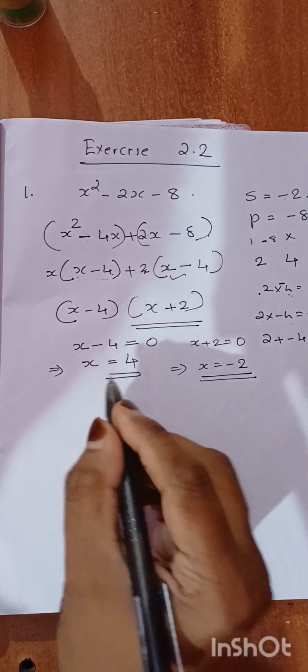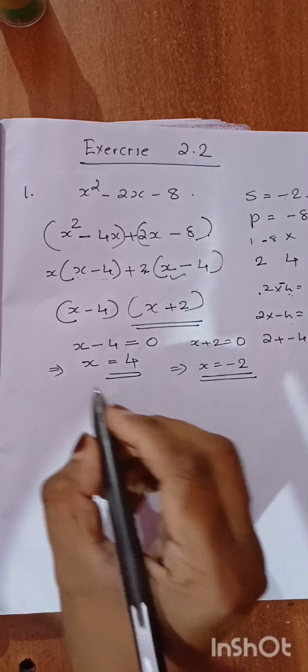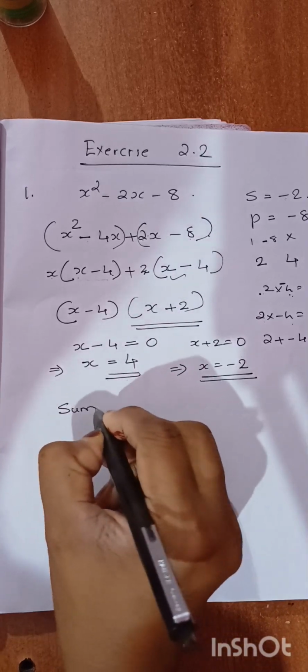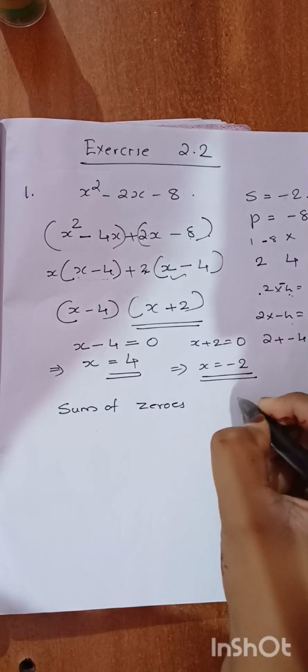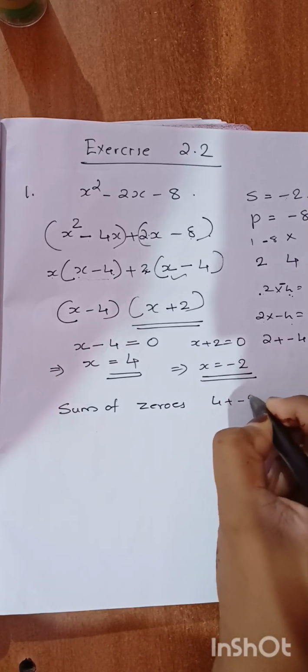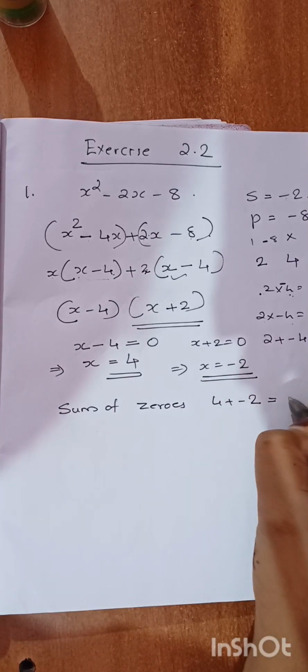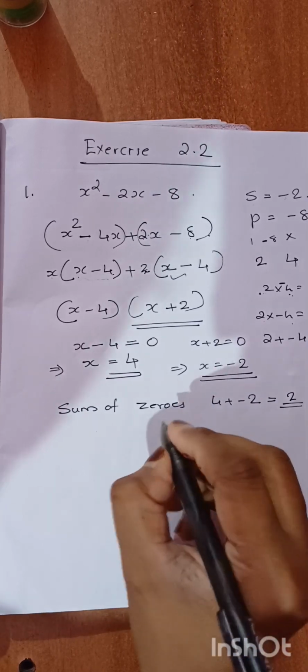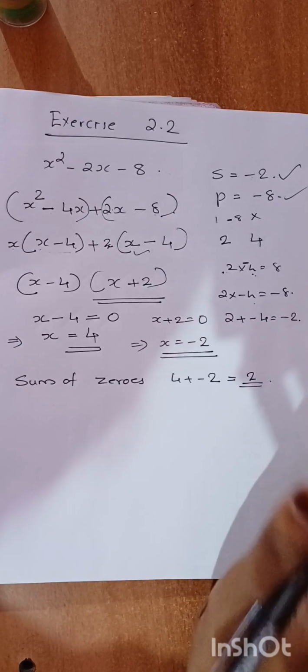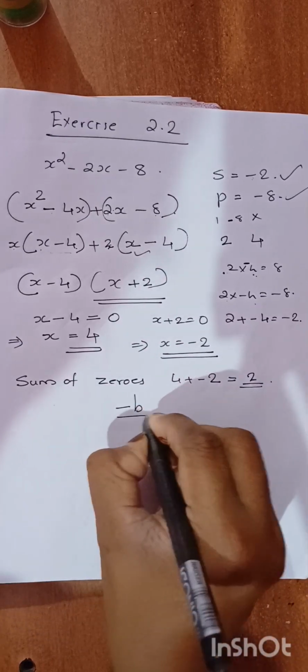Then you have to verify the relationship, like the sum of zeros. Sum of zeros is equal to 4 plus minus 2. Answer is 2, right? Then you have to check that with the equation we have already studied, sum of zeros as minus b by a.